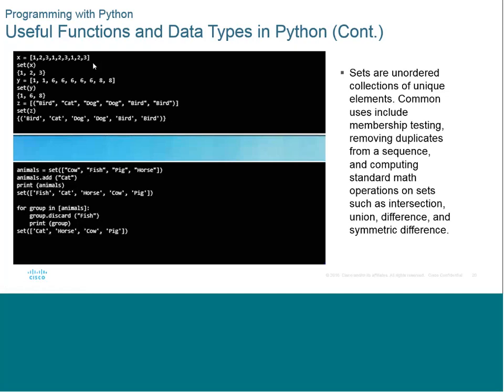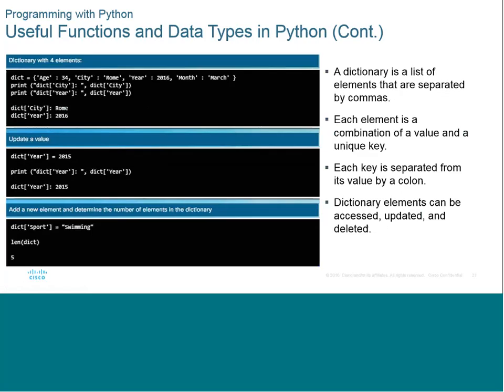As you can see here, the next function is a dictionary function. Dictionary is a list of elements that are separated by commas. You can see this is DICT, means dictionary is equal to age 34, city, and you can see here we are using the colon here. Age 34, city colon Rome, year colon 2016, month is March.